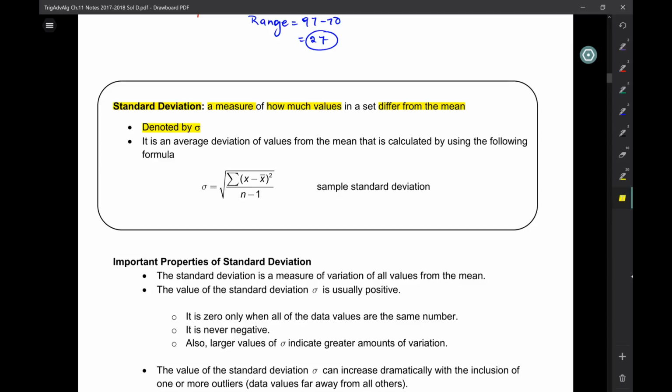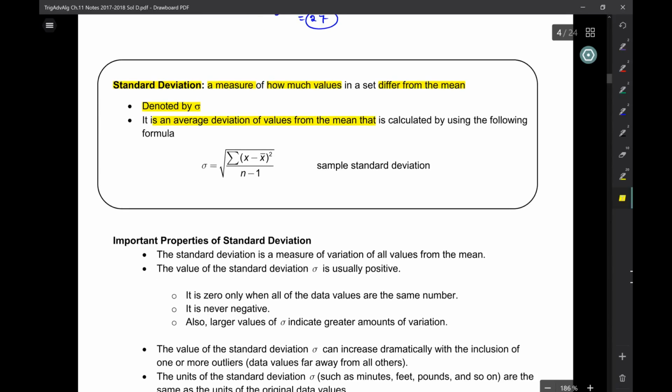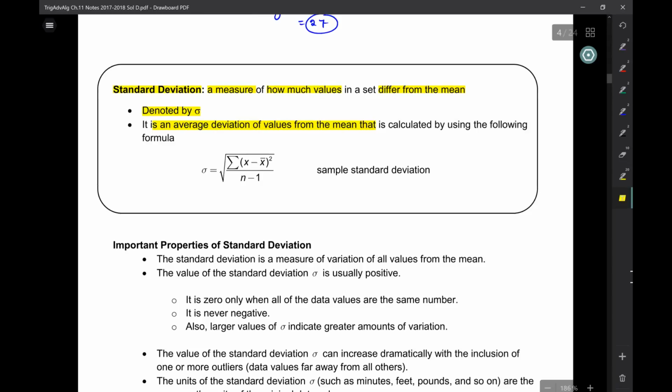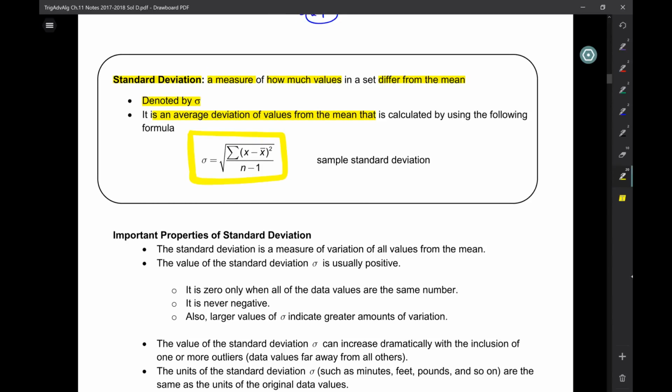Remember I told you we're going to use it soon? Well, here it is. It's now. So it is an average deviation of values from the mean that is calculated using this formula. What is this formula? It seems overwhelming, right? But we now know what all of these symbols mean.